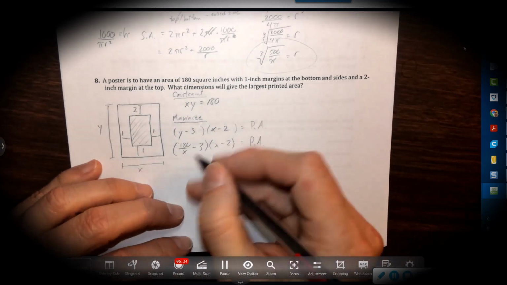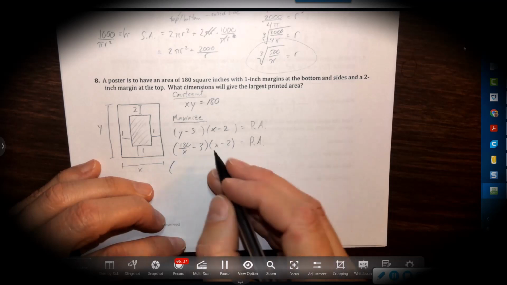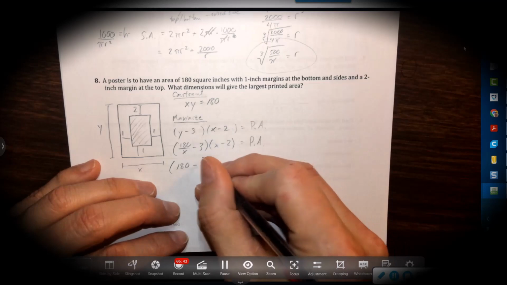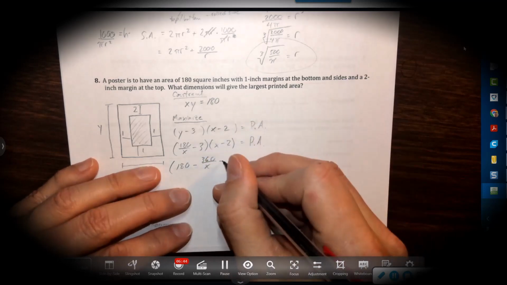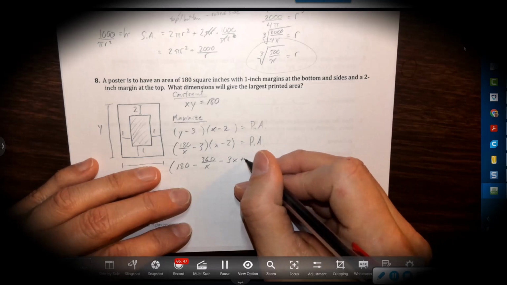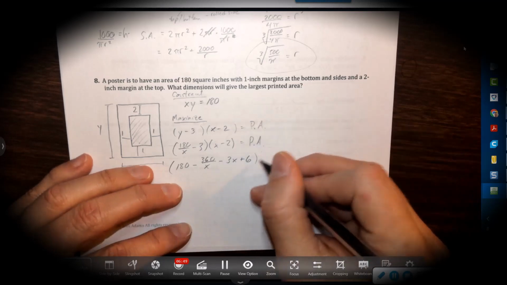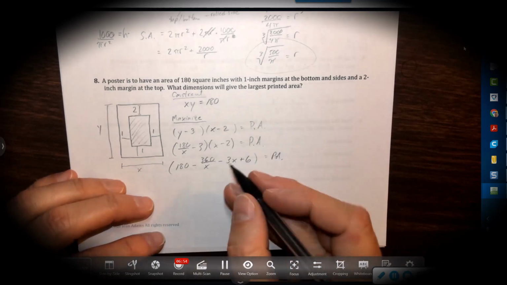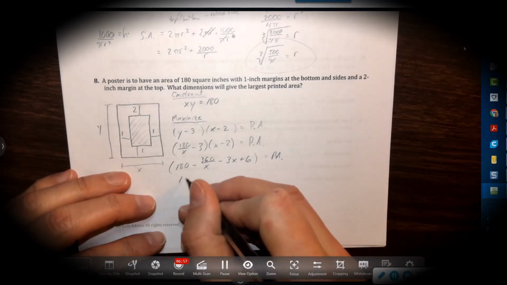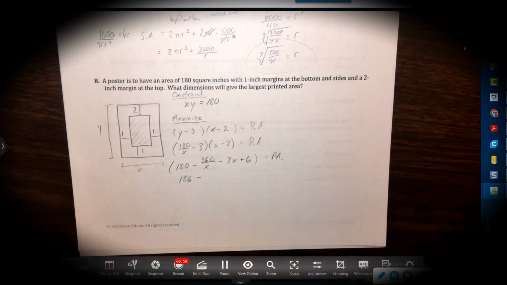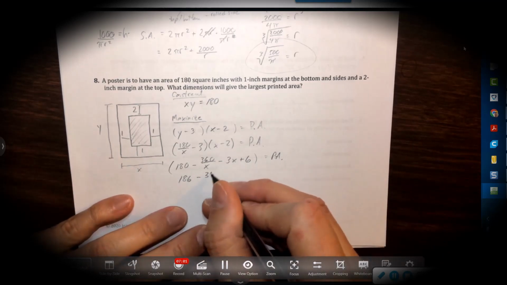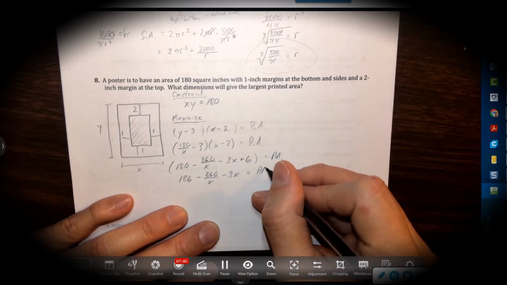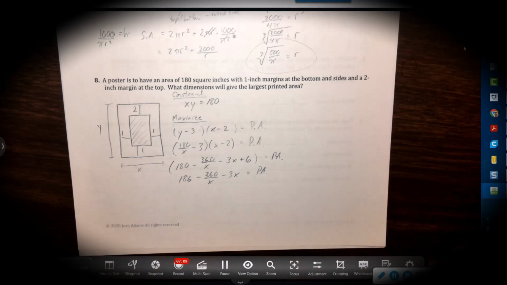Okay, so let's multiply. 180 over x times x is just 180, and then times this is going to be 360 over x minus 3x plus 6. There's really no need to put those in parentheses, so I'm going to have 186 minus 360 over x minus 3x. And that's going to equal the picture area.